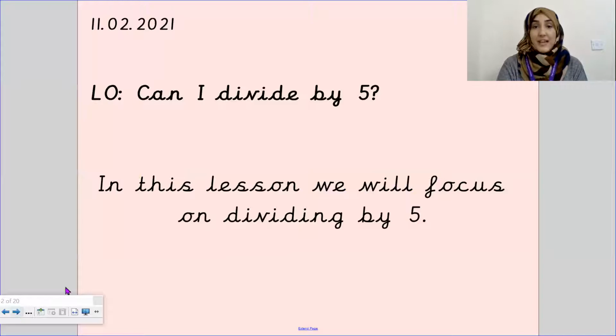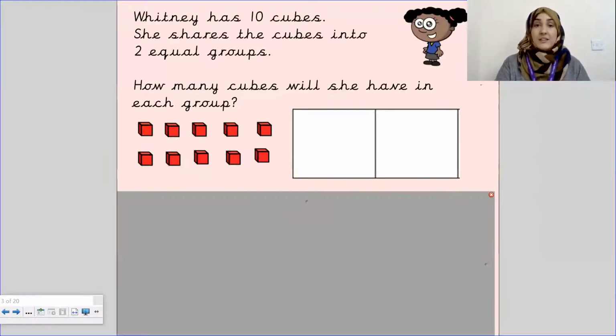Okay. Now we're going to move on to the main part of our lesson. Our learning objective for today is, can I divide by 5? Can I divide by 5? In this lesson, we will be focusing on dividing by 5. Okay, here is Whitney.